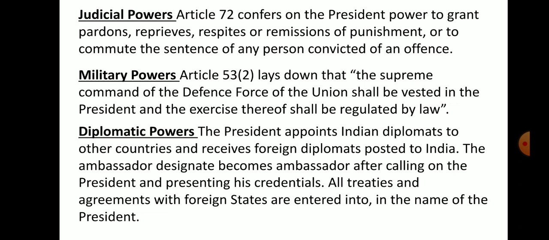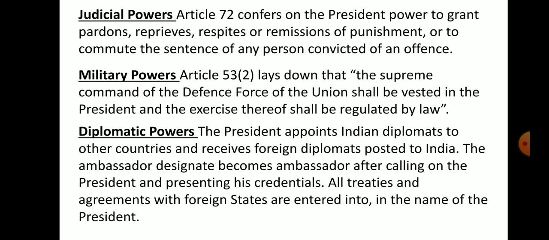Military power. The supreme command of the defense forces of the Union shall be vested in the President, and the exercise thereof shall be regulated by law. That is what military power is. That's why we call him the supreme commander of the armed forces.